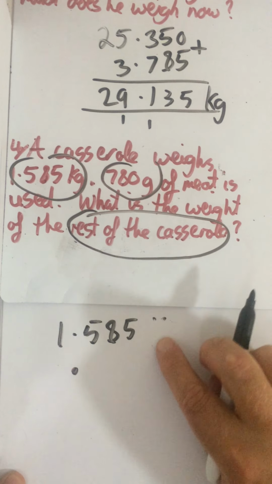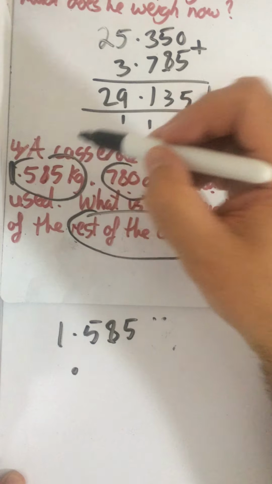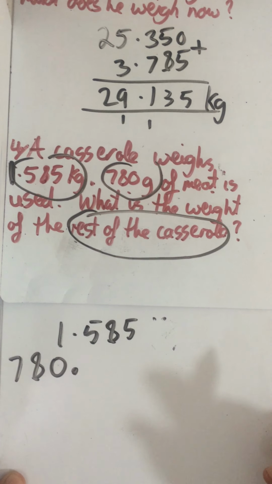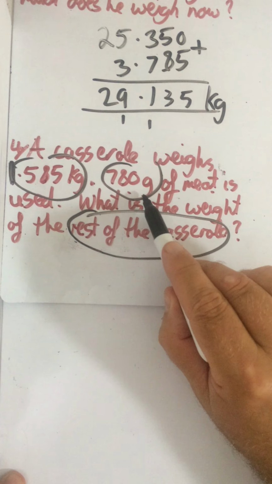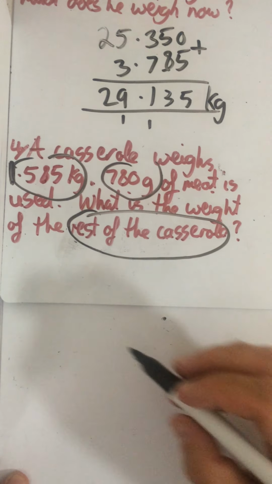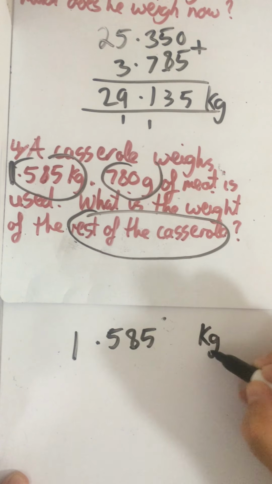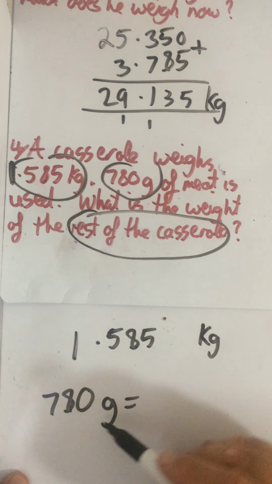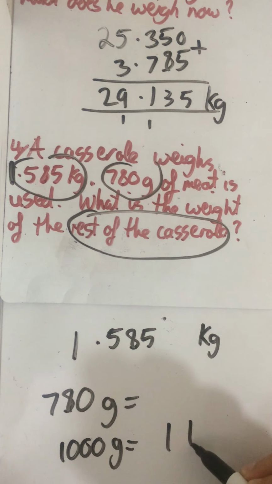Now remember, and this is the tricky part here, these are different units of measurement. We've got 1.585 kilograms and we've got 780 grams. What we don't do is put 780 here, because we have to put them into the same unit of measurement. I think it's probably easy to put this into kilograms. Now there are 1,000 grams in a kilogram, so 780 grams will equal how many kilograms? I know 1,000 grams equals 1 kilogram.